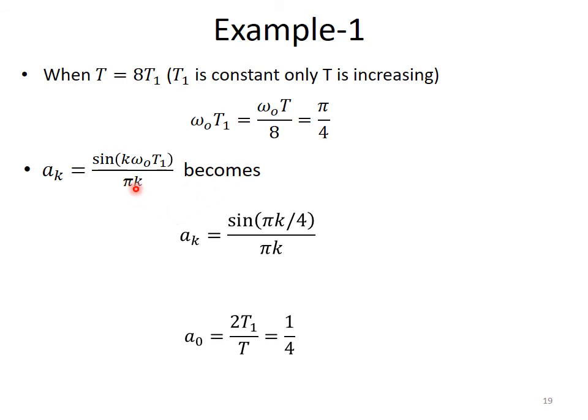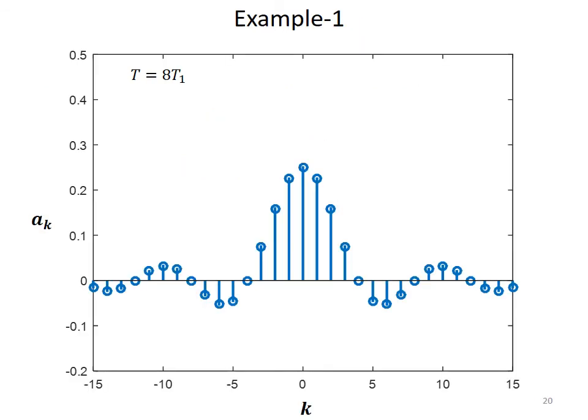So now a_k would be equal to sine(pi k/4) divided by pi k, and a naught would be equal to 1/4, and find out how the spectrum of the square wave with 25% duty cycle would look like, right?